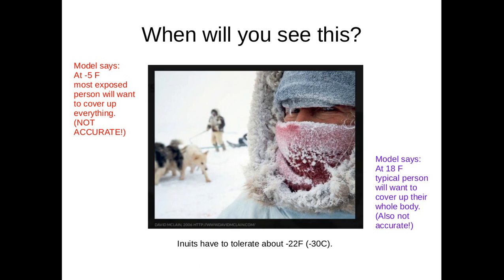Okay, so what about this? When is somebody going to be completely covered up except for maybe their eyes? This model says at -5, most people will want to cover up. The most exposed person will want to cover up everything. We know that's not true. I've walked around at -5, and there's people with their hands exposed. Whatever, but that's what the model says. And the model says that at 18 degrees Fahrenheit, a typical person will want to cover up everything. And again, that's not true, but that's just our model.